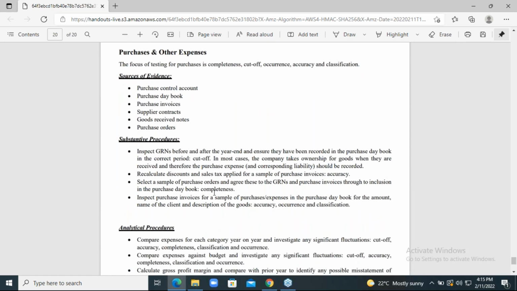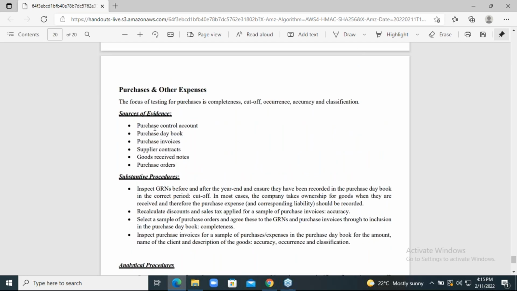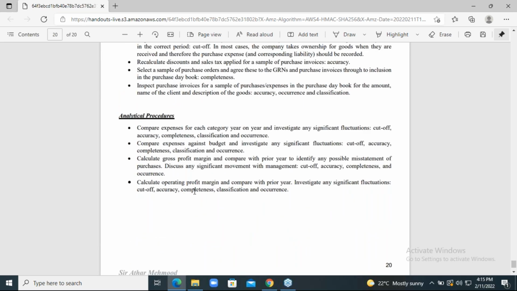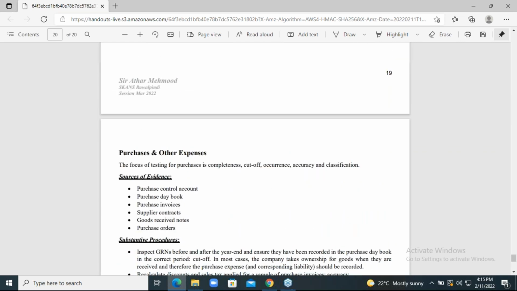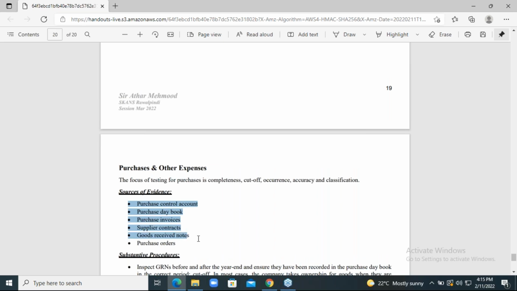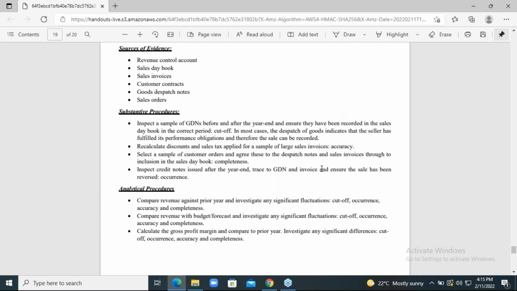Then there is the purchases area, which you can see: purchases, cost of goods sold, admin expenses, and operating expenses. For all those important items, these procedures can be used, and these are the important documents that you should be aware of. Now I am hopeful that you would understand why it is important to conceptually understand the procedures, and before memorizing them, concept is very important. Now let's move towards a question to see how to tackle audit procedure questions.